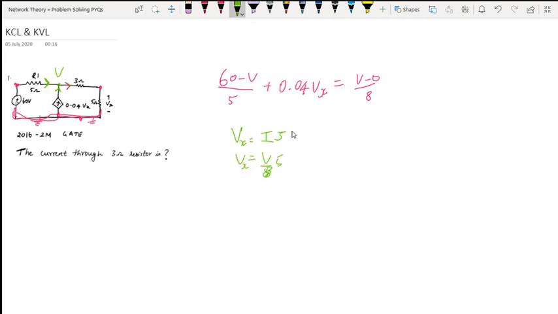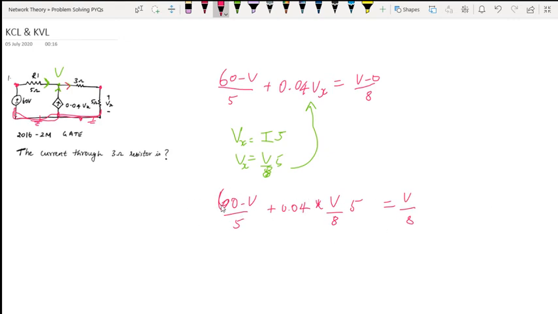So we got this. After we get this, we are supposed to substitute it into this equation and simplify it back. Okay, let me do this. I can also do it parallelly because I'm doing very slow. 60 minus v divided by 5 plus 0.04 into Vx, which is v by 8 into 5, equal to v by 8. So I'm going to take LCM as 40 and cancel all the 40.